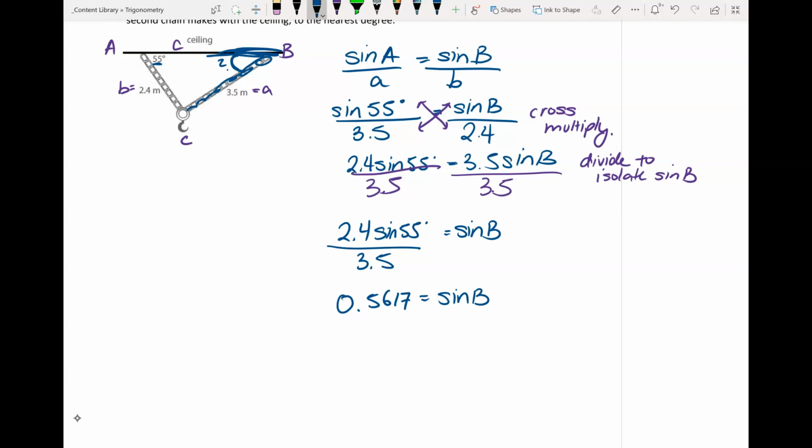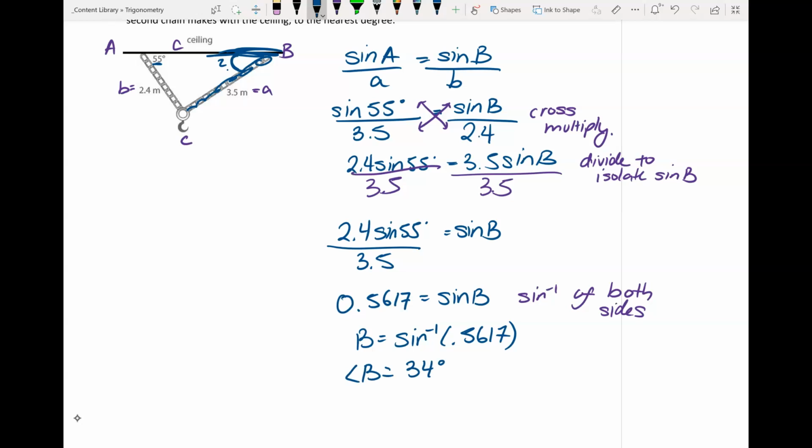Then lastly, to isolate sine B, or isolate B, I'm going to take sine inverse of both sides. So then B is equal to sine inverse of 0.5617. Angle should be about 34 degrees. And that will be your final answer.